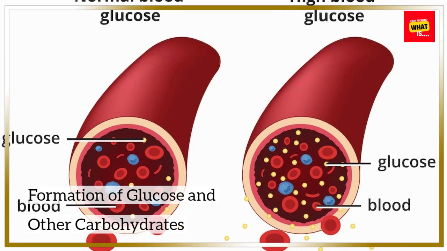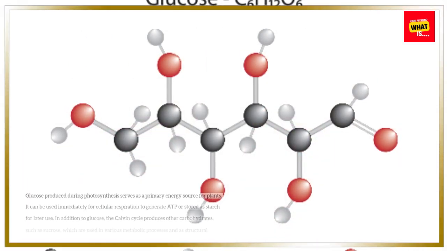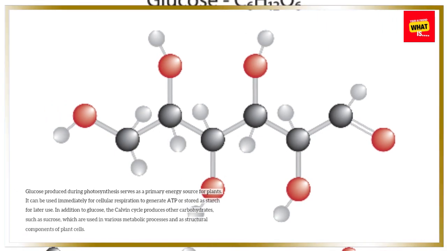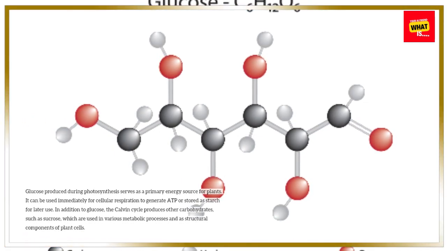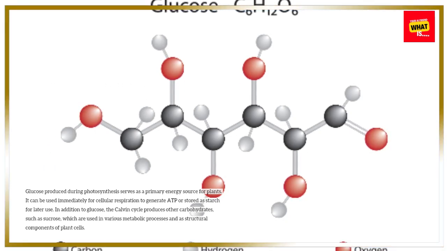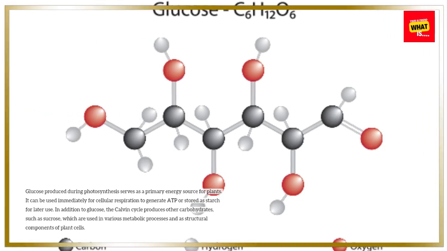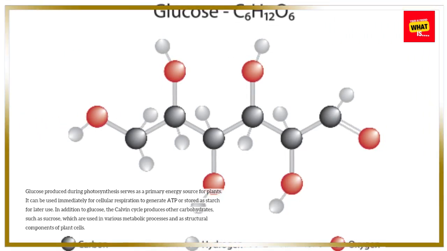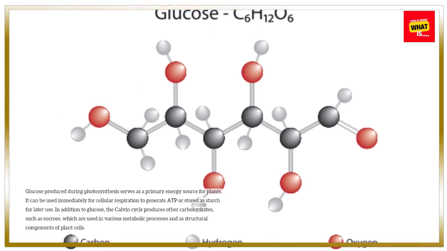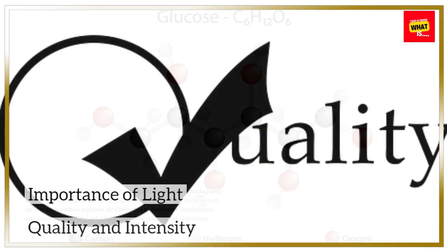Formation of glucose and other carbohydrates. Glucose produced during photosynthesis serves as a primary energy source for plants. It can be used immediately for cellular respiration to generate ATP or stored as starch for later use. In addition to glucose, the Calvin cycle produces other carbohydrates, such as sucrose, which are used in various metabolic processes and as structural components of plant cells.